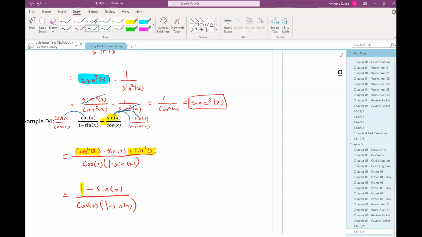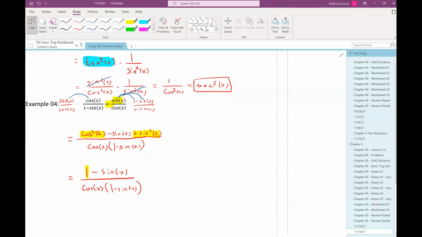How about now? Do we see anything to do here? What reduces? The 1 minus sine x and the 1 minus sine x. There you go. Everybody's cool with that? What do we get when those reduce? Be careful here. Where's the cosine at? Well, 1 over cosine x. There you go.